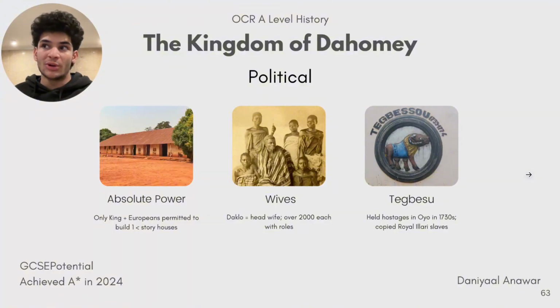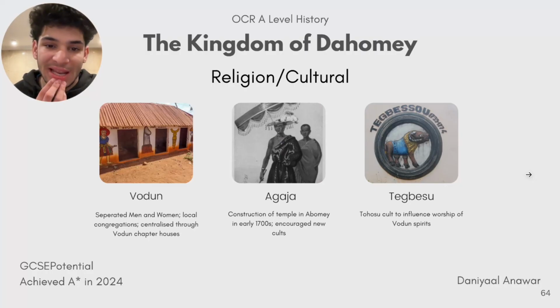So these were people who were castrated, I think I talked about earlier, and sort of had to bow down to Oyo and provide complete and utter protection. So yeah, stole that idea. Cool, religious/cultural. There's a lot of religious/cultural points to be made about Dahomey.